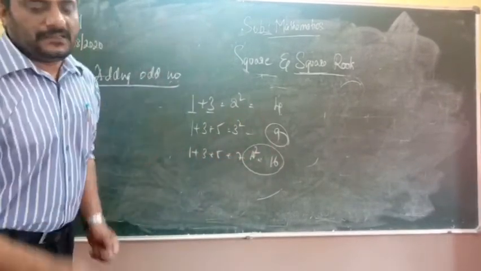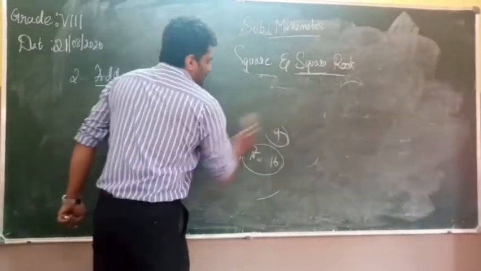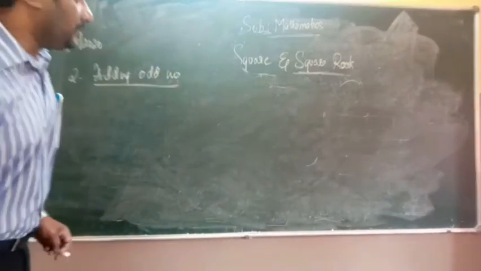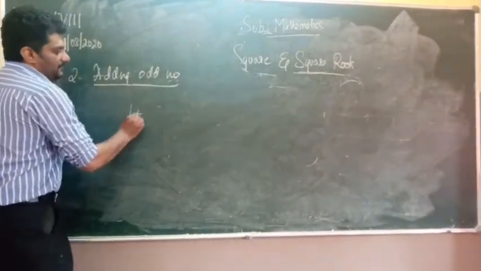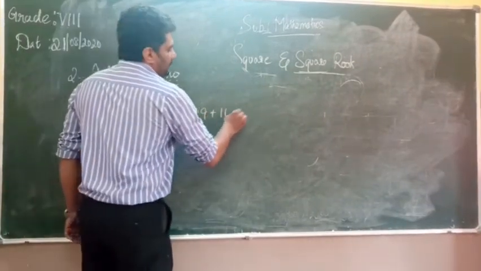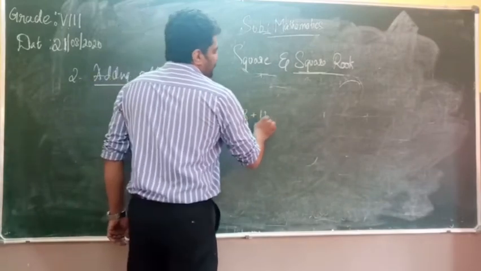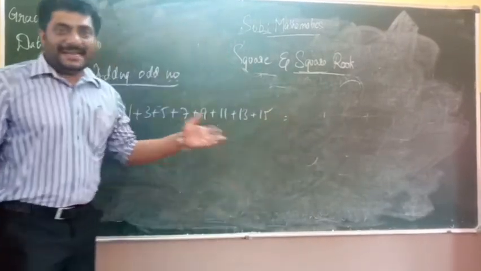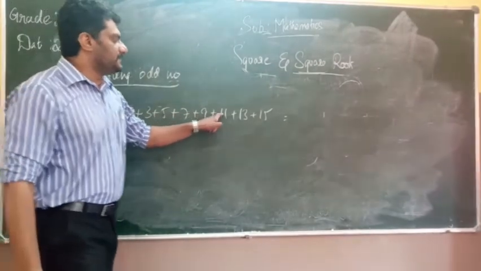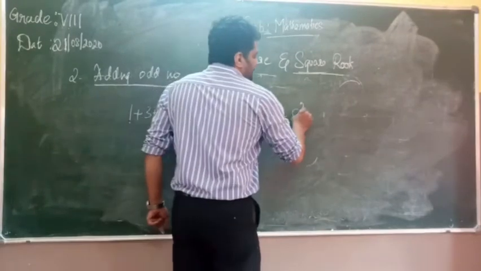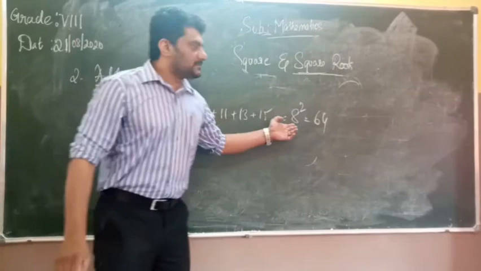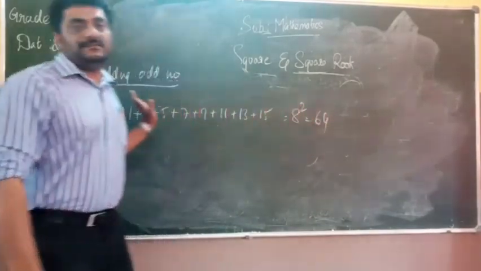What I'm trying to explain here is, if I have the odd natural numbers starting with 1: 1 plus 3 plus 5 plus 7 plus 9 plus 11 plus 13 plus 15. If I am to add this, just count the numbers: 1, 2, 3, 4, 5, 6, 7, 8. That means the answer is 64. We have 8 numbers here, 8 squared is 64. That is how we can do it.